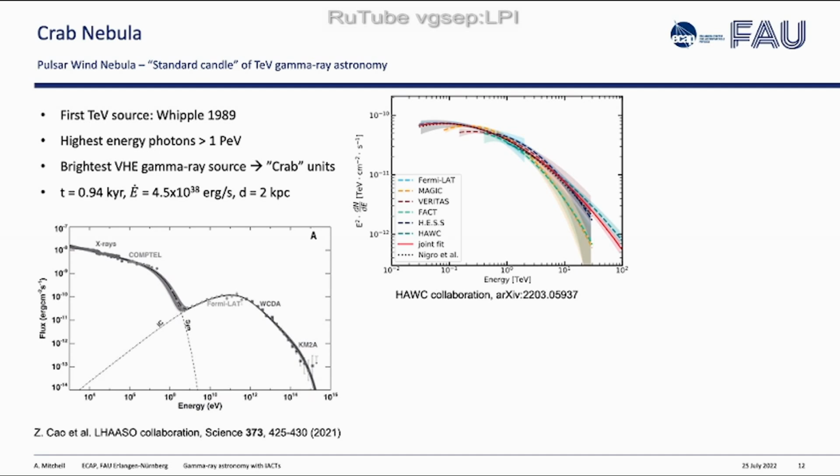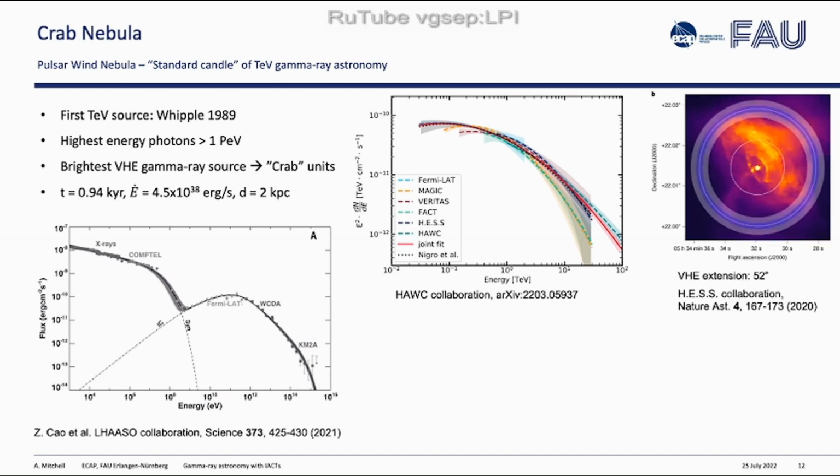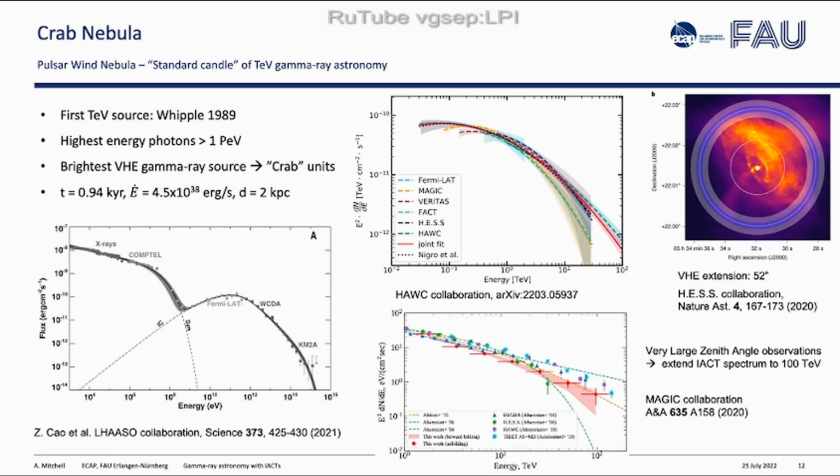A couple of recent results on the Crab Nebula from Cherenkov telescopes. These include the measurement of the extension of the Crab Nebula, which is measured at 52 arc seconds. So this isn't an upper limit, this is really the size. And we can see how this compares to the X-ray torus of the pulsar. And also additional techniques which allow us to extend the reach up to 100 TeV. So using very large zenith angle observations, which was demonstrated by the MAGIC collaboration, this can be used to extend the spectrum measured from the Crab up to 100 TeV in energy.